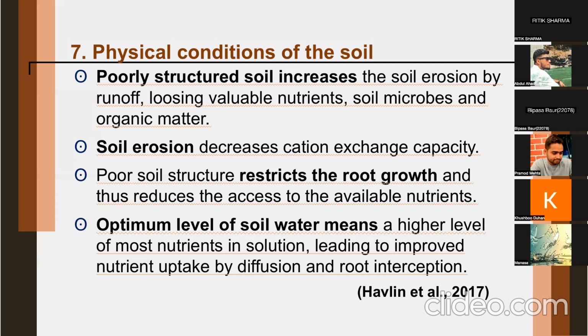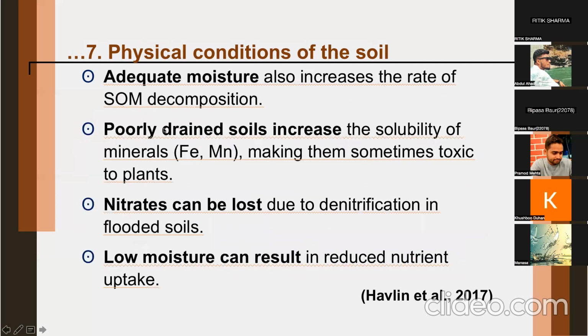Poor soil structure restricts the root growth and thus reduces access to available nutrients. Optimum level of soil water means a higher level of most nutrients in solution. Too much water means leaching can happen and soil solution can lose the nutrients, and too little water means concentration of nutrients will be higher in soil solution, and then availability of nutrients will be reduced. Adequate moisture also increases the rate of soil organic matter decomposition. Poorly drained soils increase the solubility of minerals, making them sometimes toxic. Poor drainage, you know about the case of rice. Nitrates can be lost due to denitrification in flooded soils.